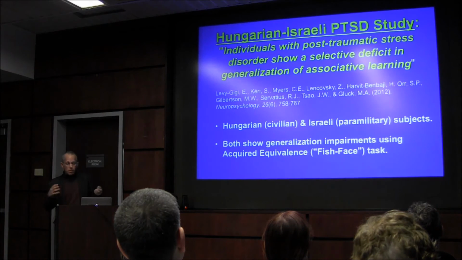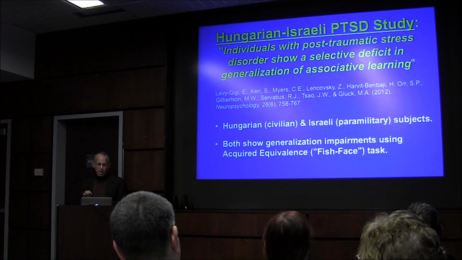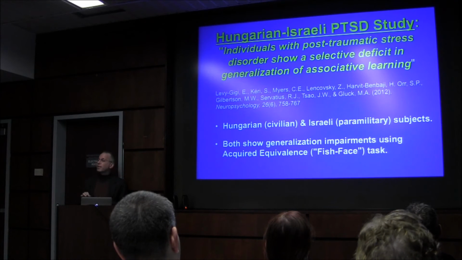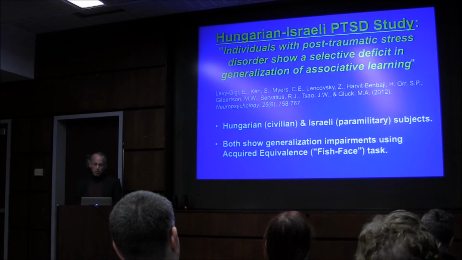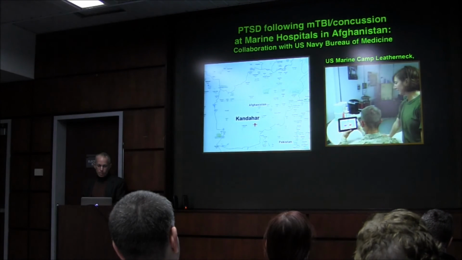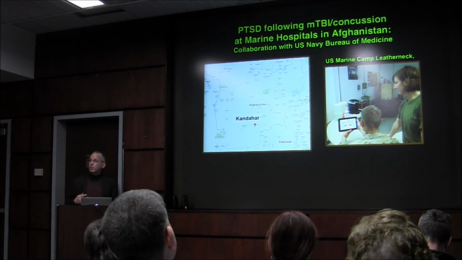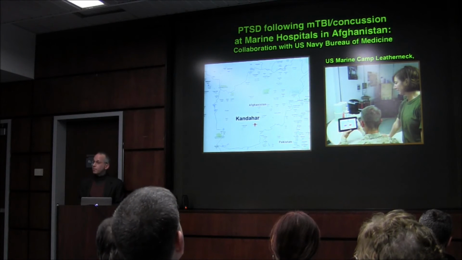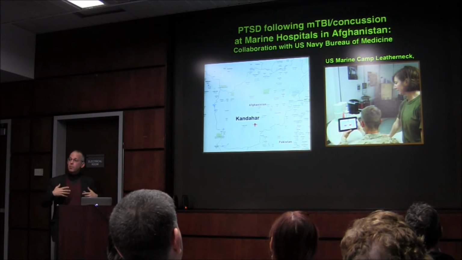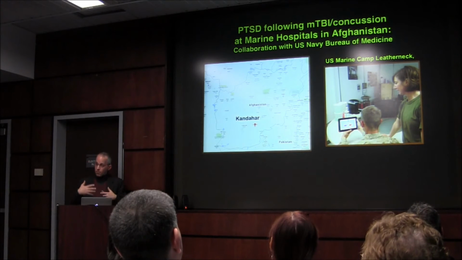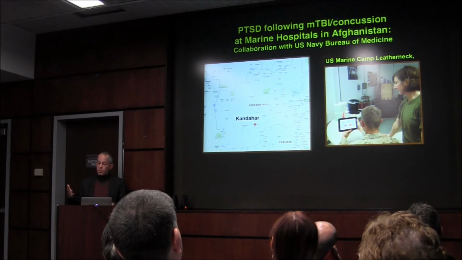Comparing these two populations, we were able to show, on the same generalization task that I showed you before, that individuals with PTSD show a selective deficit in generalization. We see that both in a civilian population in Hungary and in a paramilitary population in Israel. Also in the Middle East, looking at another population at risk for PTSD are Marines who've been exposed to blast from bombs. In collaboration with the Navy, working at Camp Leatherneck, we screen people who've just been exposed to blast in their operating bases to identify who might or might not be most at risk for both PTSD and depression.